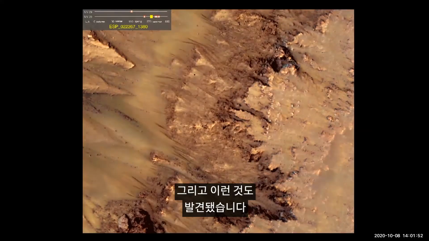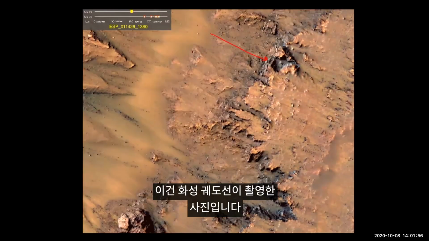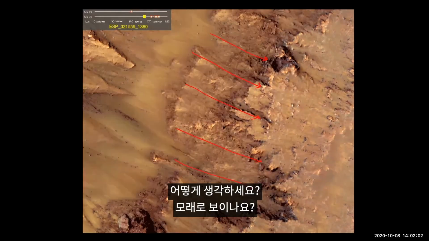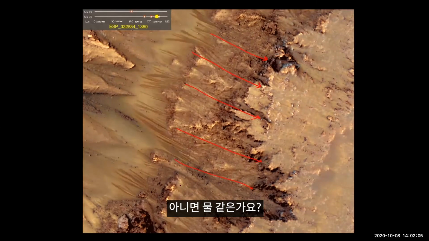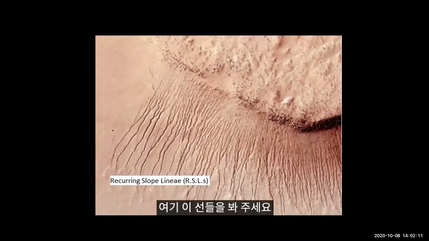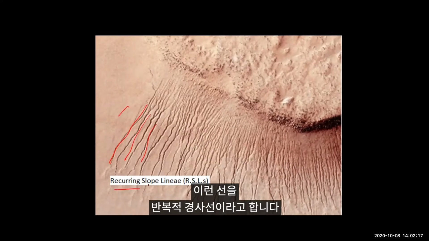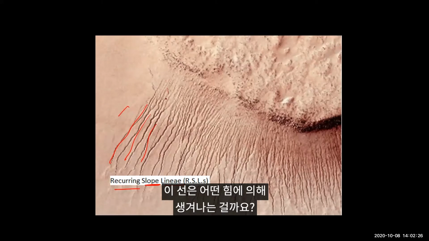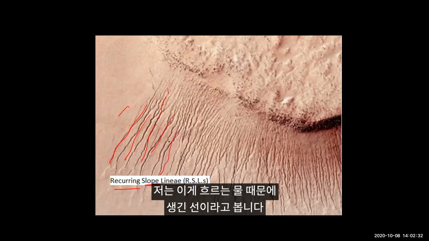So also we learned this. Notice this. Something's flowing. Mars orbiters took these pictures. What do you think? Do you think this is sand or water? How about this picture? You see these lines? We call these lines recurring slope lineae. That means season after season, they appear and disappear. What force do you think makes these lines? Do you think it's flowing sand or water? I believe flowing water is making these lines.